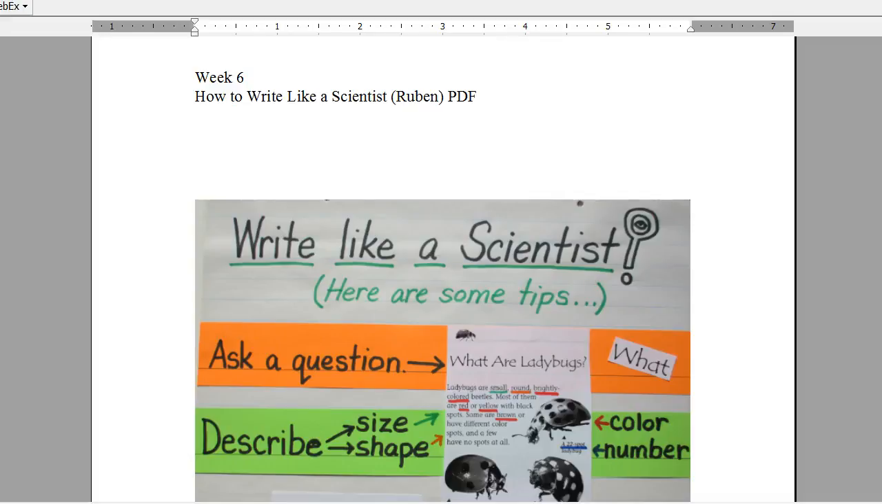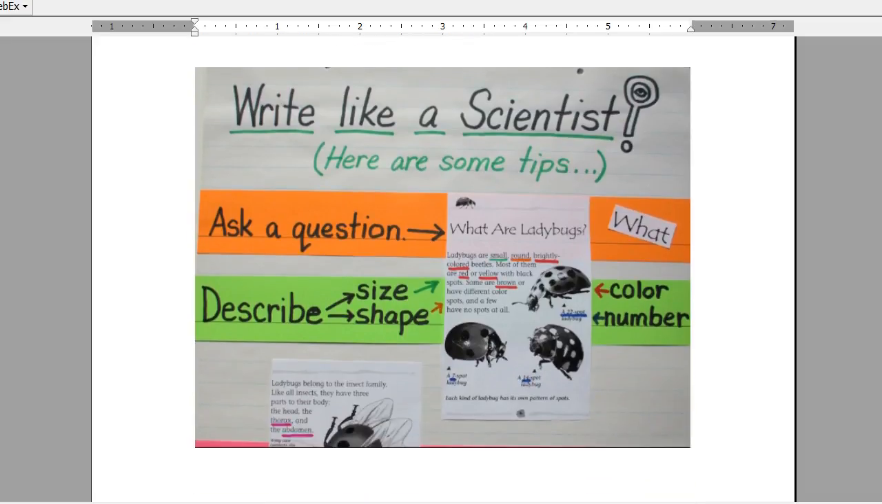Hello. Today we're going to be talking about the reading from week 6, How to Write Like a Scientist. So, looking at this photograph right here, it's a billboard piece that actually gives tips for how to write like a scientist. Scientists ask questions, of course, as we spot here.